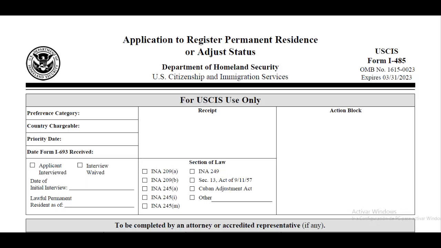The information on this form refers to the person who will get a green card, which I'm assuming is you, the one watching the video. This form does not ask for information about your petitioner or financial sponsor. Form I-485 is available to download for free on the Form I-485 page at the USCIS website. This video discusses the most recent version of the form, dated March 31, 2023.